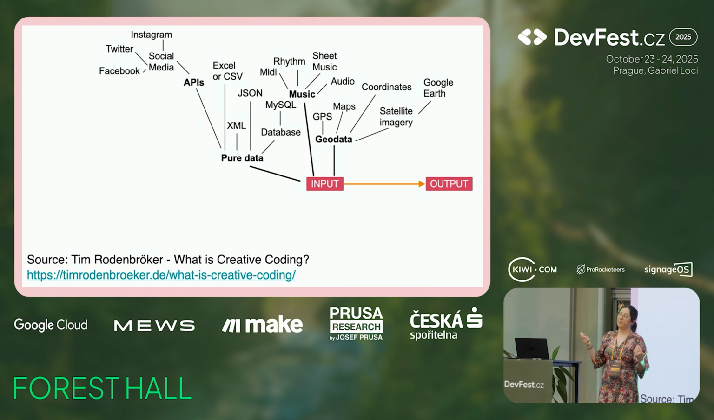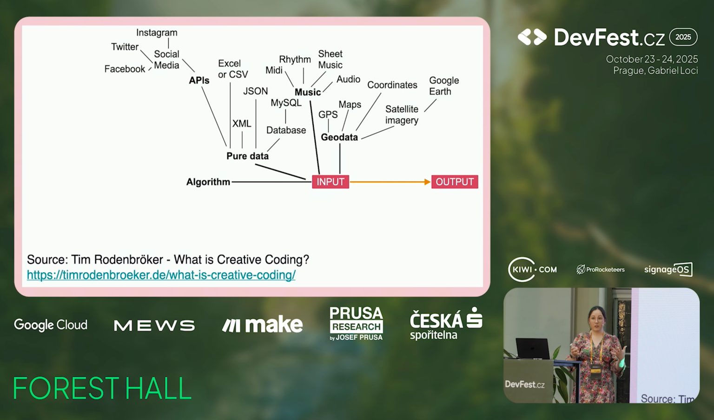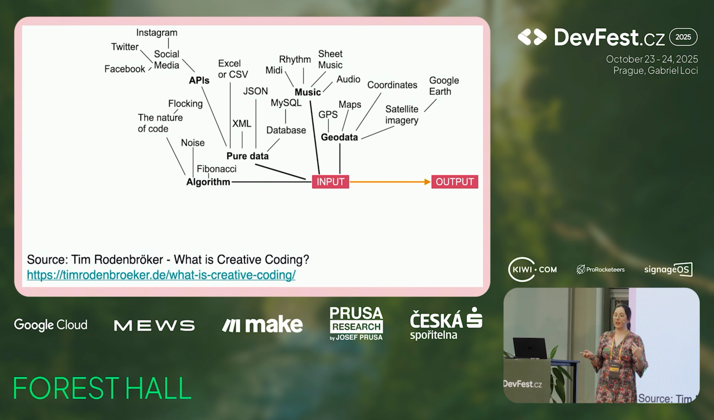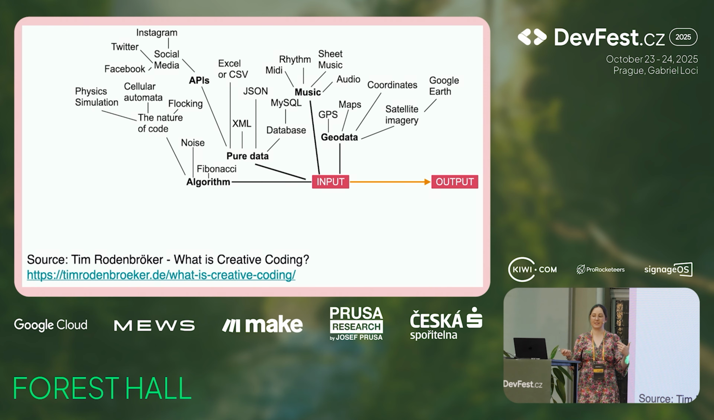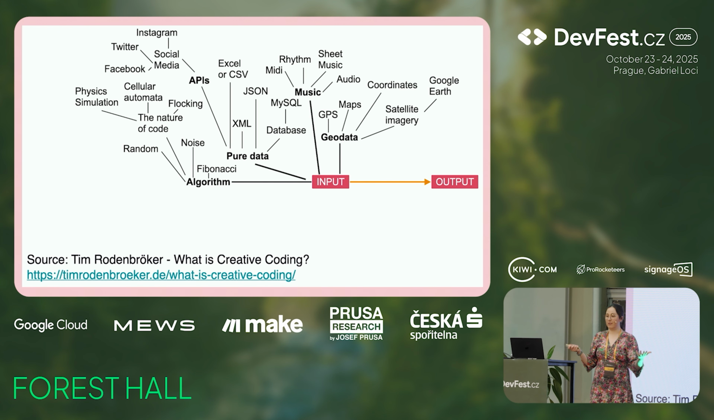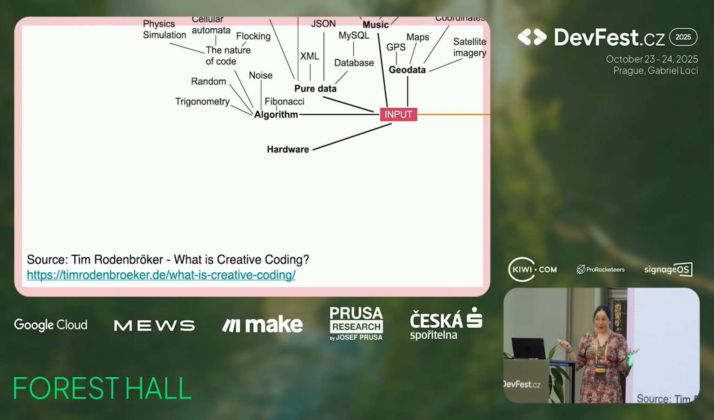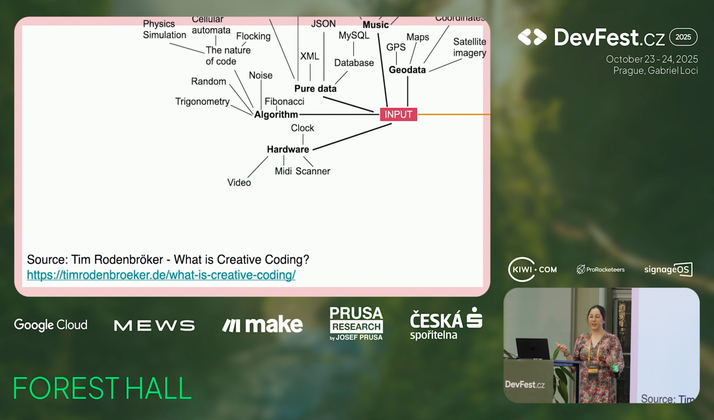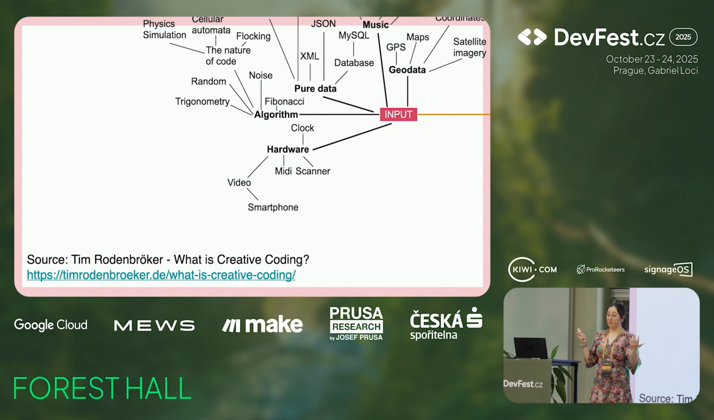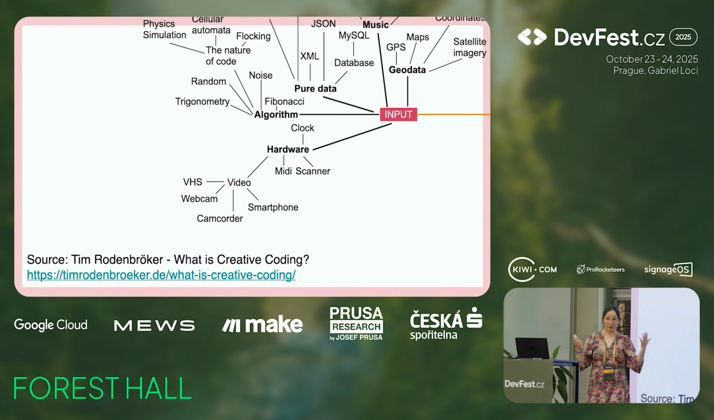It could come from APIs, like social media APIs like Facebook, Twitter, Instagram. It could be some sort of an algorithm as the input, like, for example, Fibonacci, noise. It could have something to do with the nature of code, like flocking, cellular automata, physics simulation. It could be a random algorithm. It could be trigonometry. Or it could be hardware input, for example, a clock, a scanner, MIDI. It could be video coming from, for example, a smartphone, camcorder, webcam, or VHS, if somebody still remembers what that thing is.